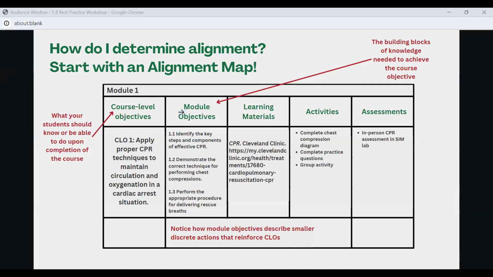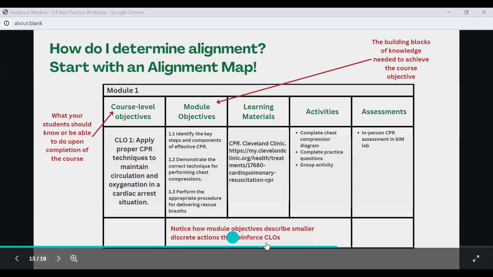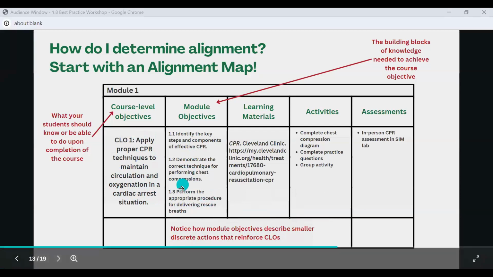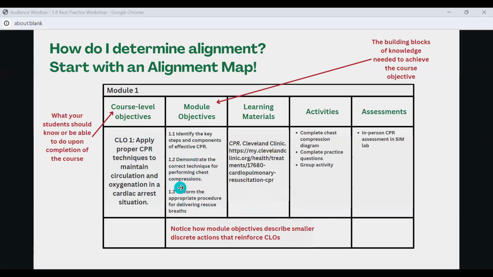But more importantly, notice how these module objectives describe smaller and discrete actions that reinforce the course learning objectives. So in order to be able to apply proper CPR techniques, you need to know how to demonstrate the correct technique for performing chest compressions, right? These are building blocks or steps toward being able to achieve the ultimate course learning objective.